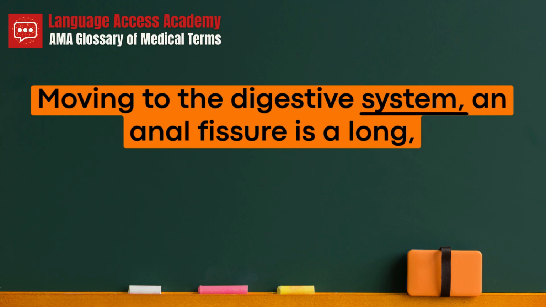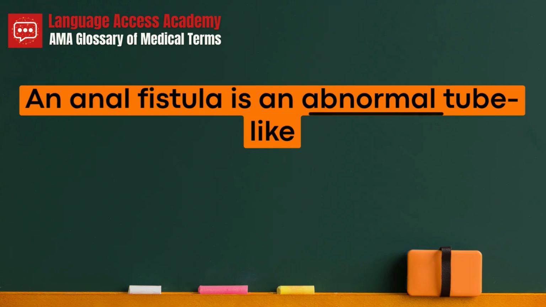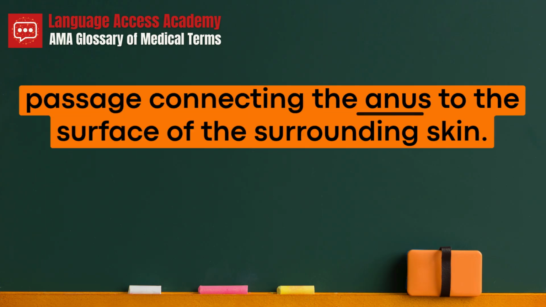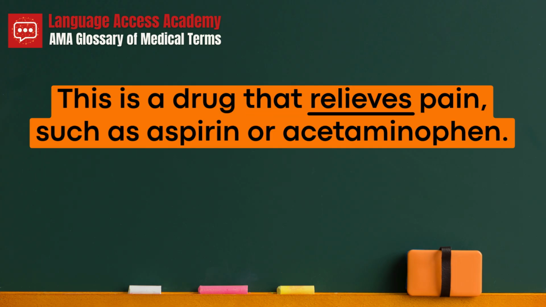Moving to the digestive system, an anal fissure is a long, open sore on the skin of the anus. An anal fistula is an abnormal tube-like passage connecting the anus to the surface of the surrounding skin. When you are in pain, you might take an analgesic. This is a drug that relieves pain, such as aspirin or acetaminophen.